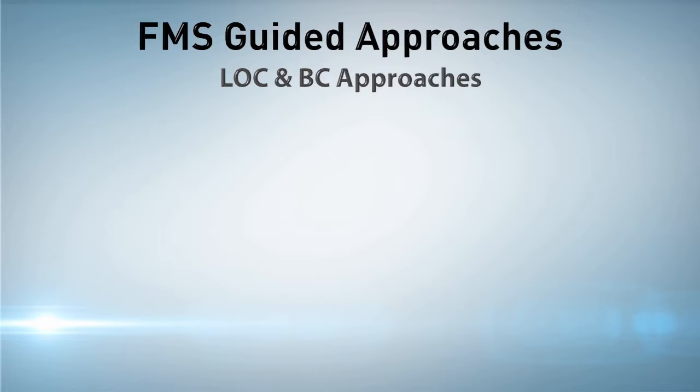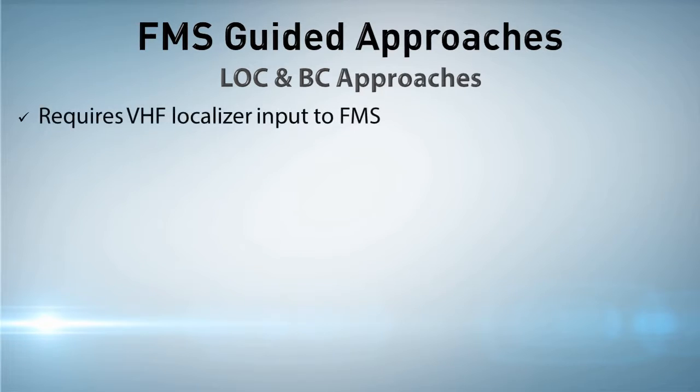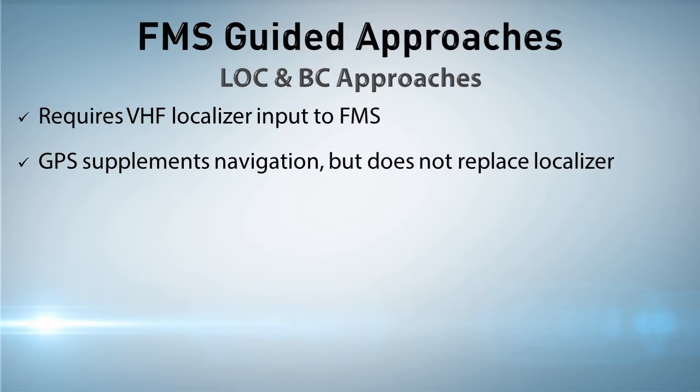On aircraft with a VHF localizer input to the FMS, localizer and localizer back course approaches can be flown. The FMS uses the localizer to calculate the final approach course. Since the localizer is only one-dimensional, the FMS will retain GPS to determine the location of the final approach fix and the missed approach point. Using the GPS requires the approach be surveyed in accordance with WGS 84.